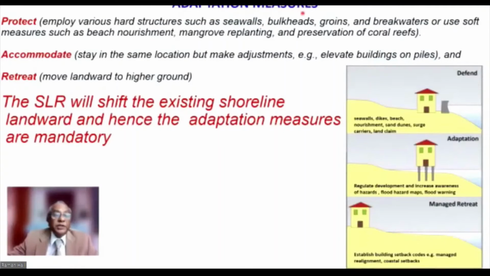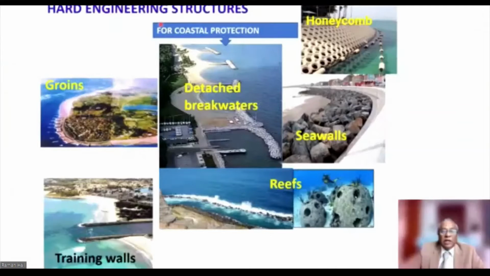Coming to adaptation measures, we have protect, accommodate, and retreat. So protect is given here, accommodate is shown here, and the last one is retreat, going away or moving away from the shoreline. The SLR, or the sea level rise, will shift the existing shoreline landward, and hence the adaptation measures are mandatory. Hard engineering measures to combat coastal erosion are the groins, detached offshore breakwaters, sea walls, reefs, and training walls to keep the river mouth open.